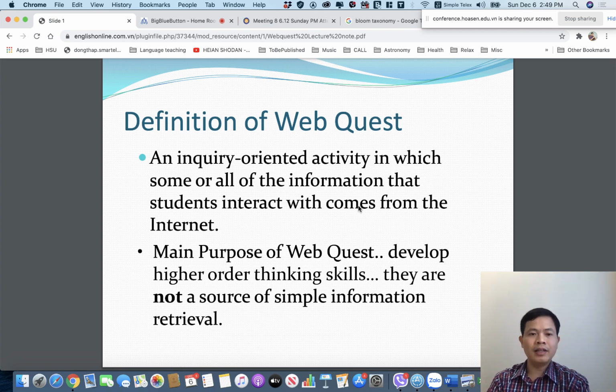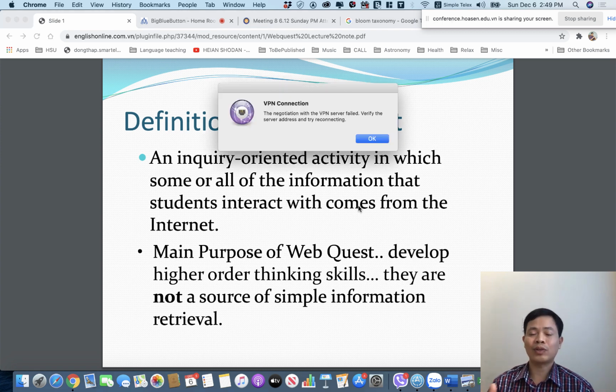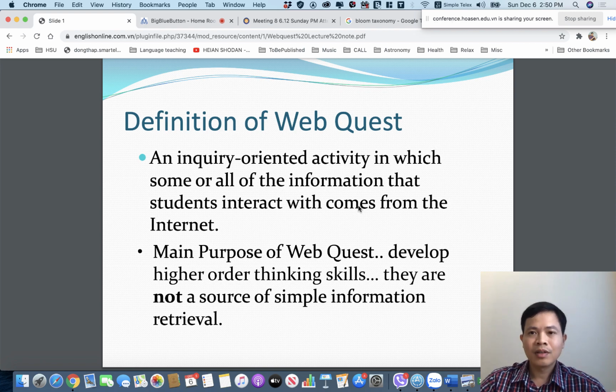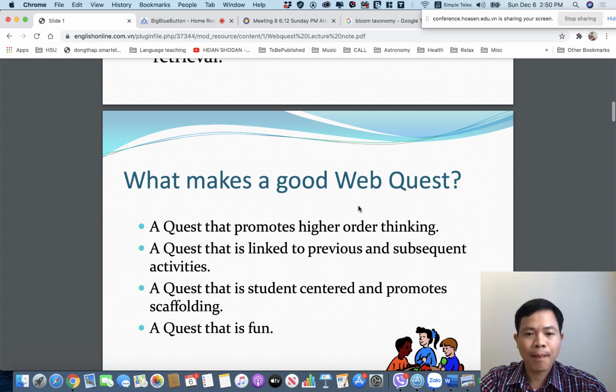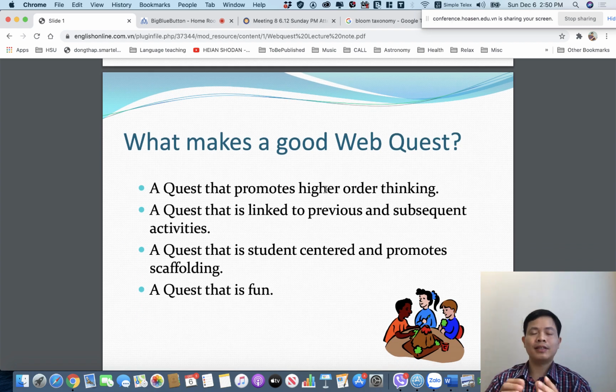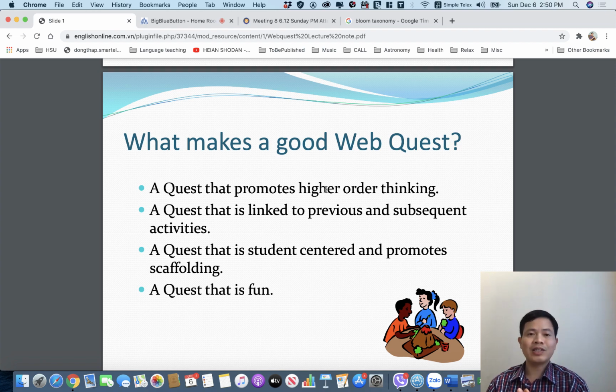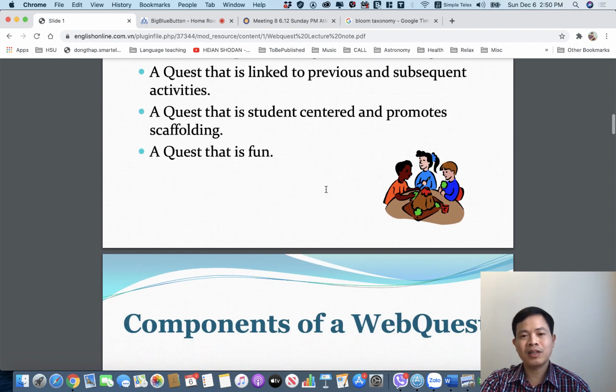WebQuest is an inquiry-oriented activity in which some or all of the information a student interacts with comes from the internet. And the main purpose of WebQuest is to develop higher order thinking skills, right? We have already discussed it in detail regarding the Bloom taxonomy. Now, a good WebQuest is one that promotes higher level thinking skills for students, and of course it needs to link to the previous learning activities and also the subsequent learning activities. It should be student centered, promote scaffolding for students, and it needs to be interesting, engaging.